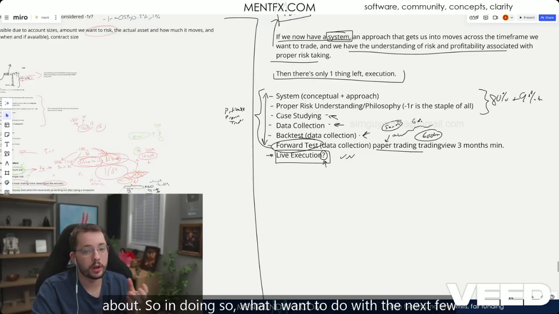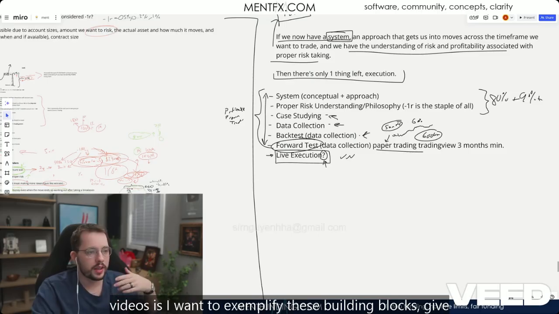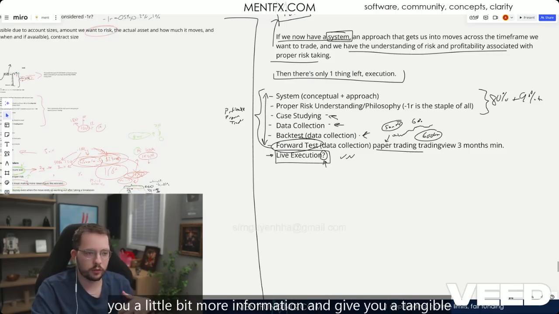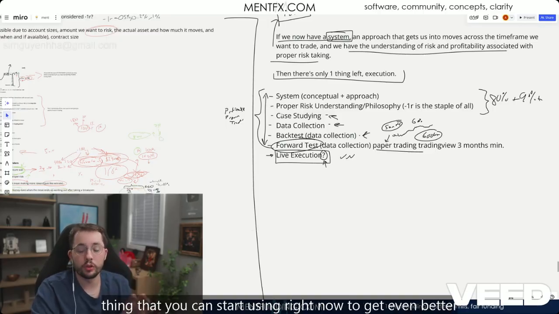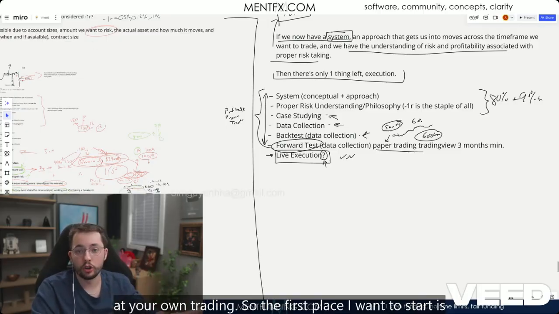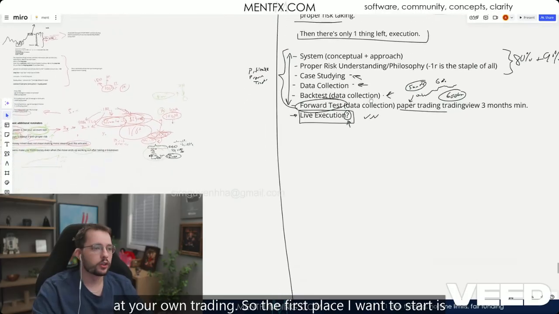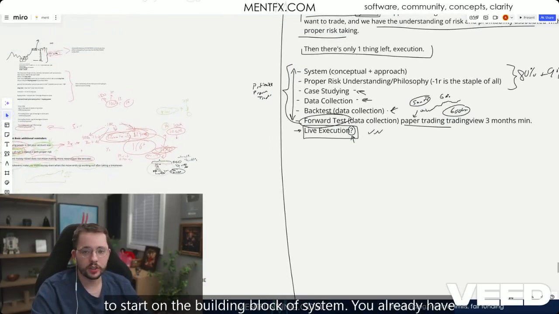So in doing so, what I want to do with the next few videos is exemplify these building blocks, give you a little bit more information, and give you a tangible thing that you can start using right now to get even better at your own trading. So the first place I want to start is the building block of system.